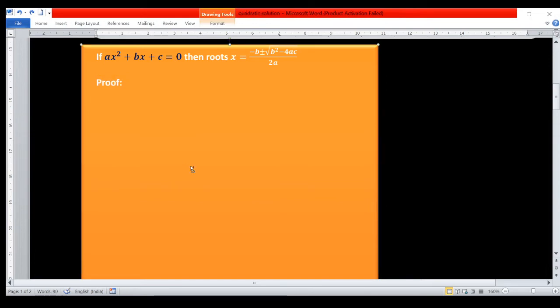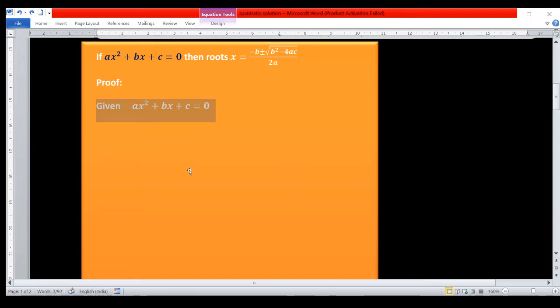Proof. Given ax square plus bx plus c equal to 0. First, c is taken to the right side, minus c. So ax square plus bx is equal to minus c. From the previous term, you just compare the difference. The difference is that the left side c goes to the right side, so minus c.